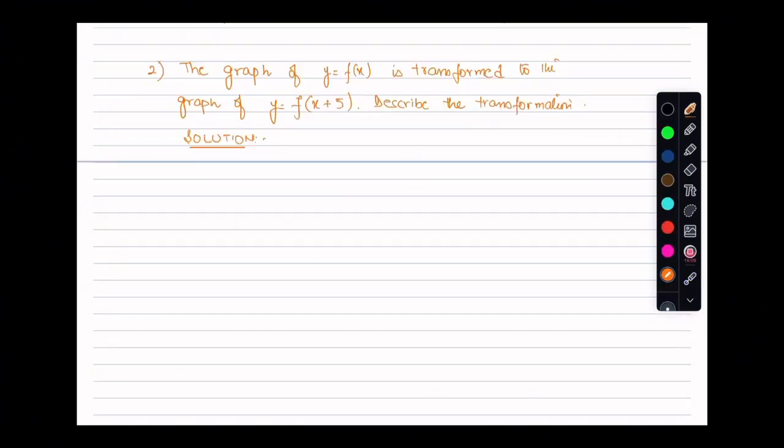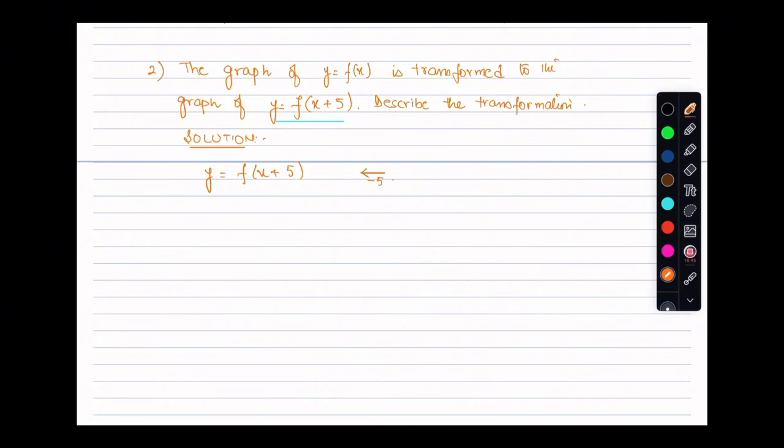Now question 2: the graph of y equals f(x) is transformed to the graph of y equals f(x plus 5). Describe the transformation. I can see that y equals f(x plus 5) is a horizontal transformation, a translation. Therefore, I know that this graph needs to be translated along the x-axis towards my left by 5 units.